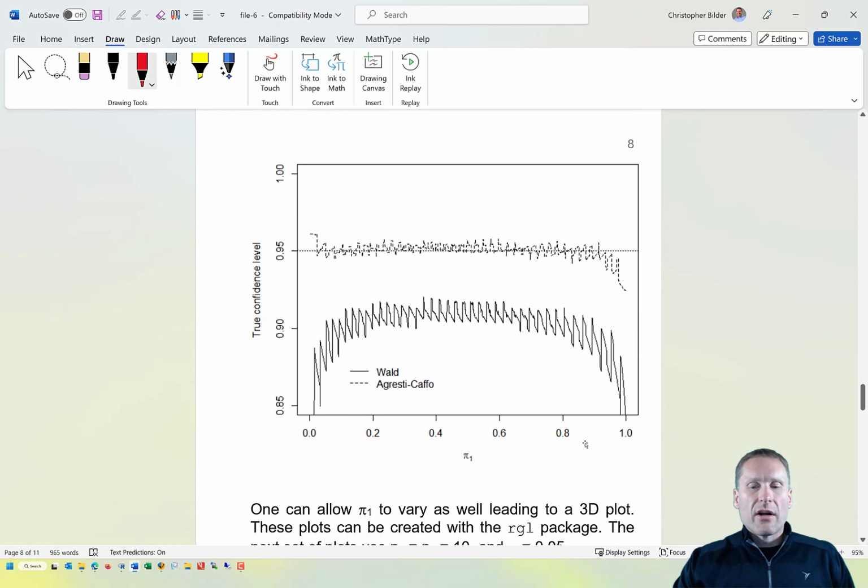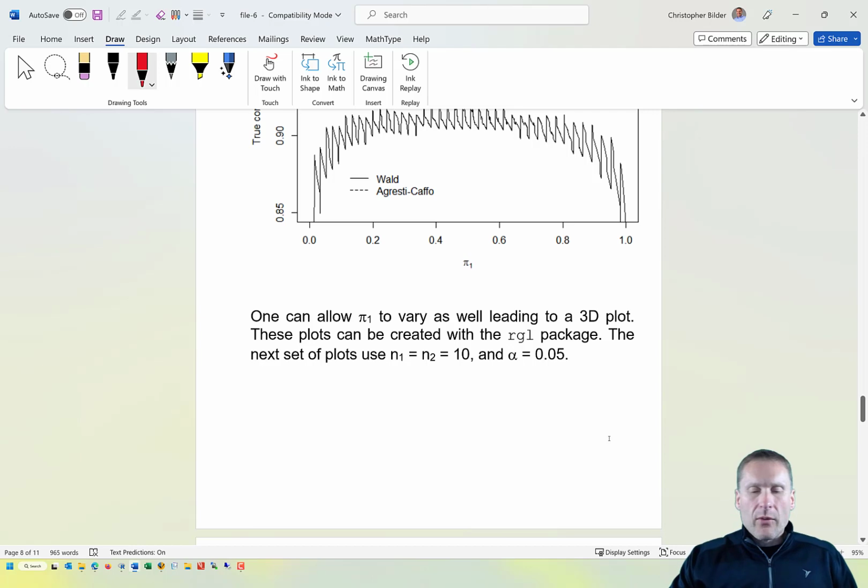Notice how the Wald interval doesn't even come close to that 0.95 stated confidence level. Notice also how well the Agresti-Caffo interval performs. It's really hugging that 0.95 line. Pretty good for most values of pi1.